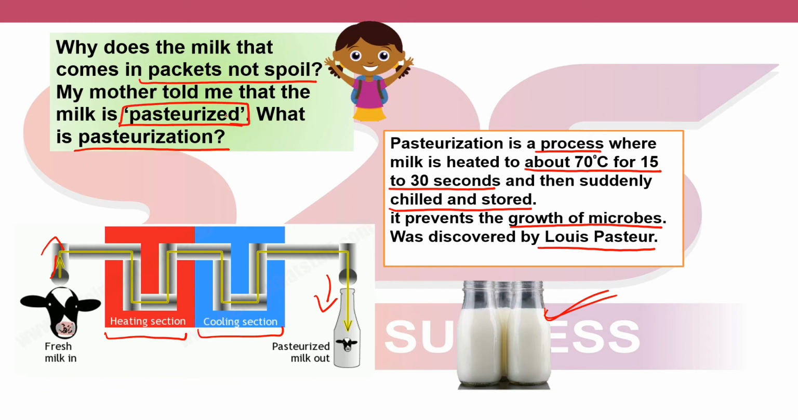With this, we come to the end of the topic of food preservation. We read about different methods: chemical method, preservation by common salt, preservation by sugar, preservation by oil and vinegar, heat and cold treatments, storage and packing.